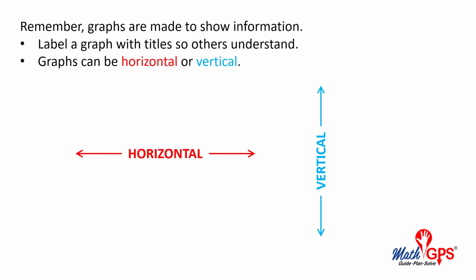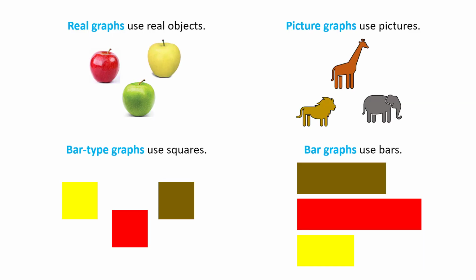Remember, graphs are made to show information. Label a graph with titles so others understand. Graphs can be horizontal or vertical. Real graphs use real objects. Picture graphs use pictures. Bar-type graphs use squares, and bar graphs use bars.